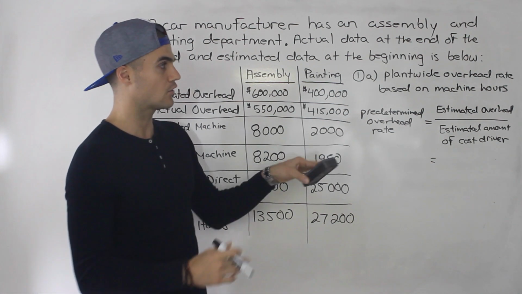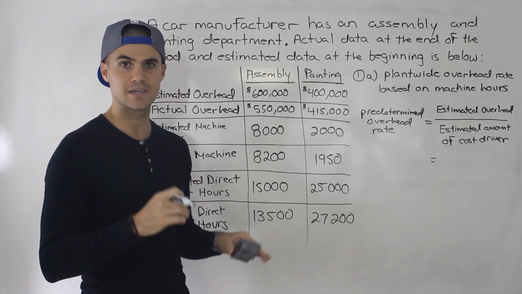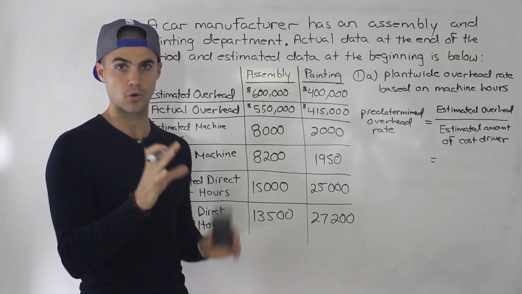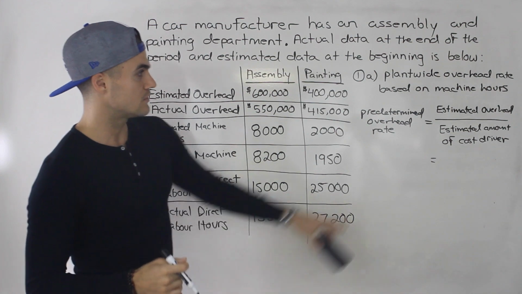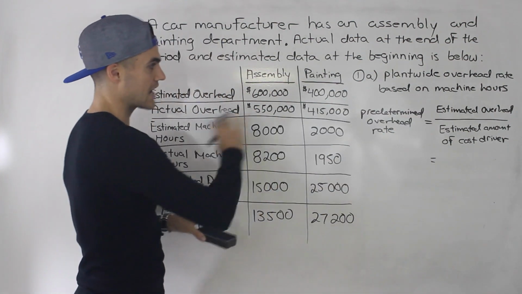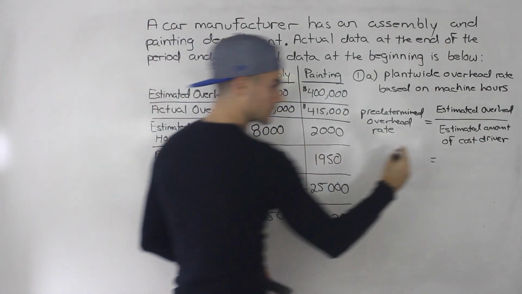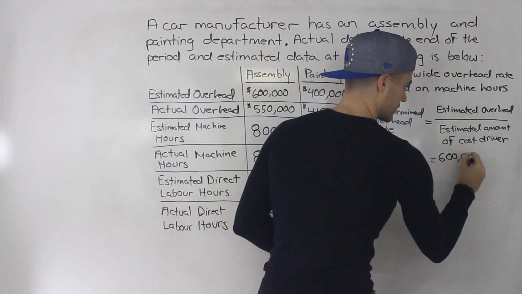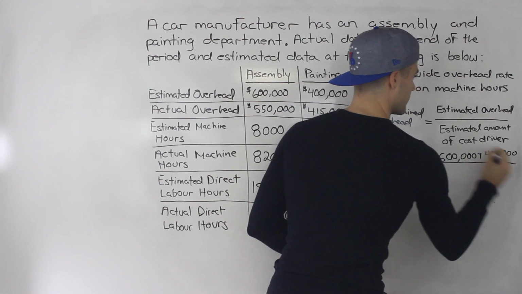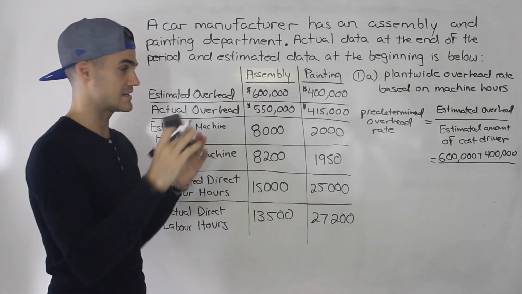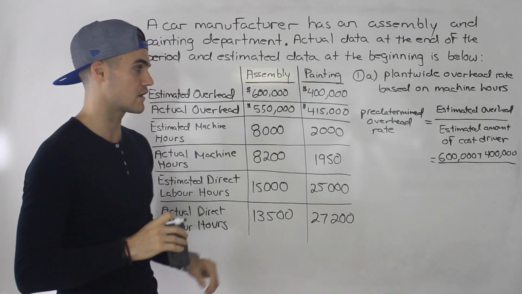So in 1A, we have to calculate a plant-wide overhead rate. Now, when you see plant-wide, what that means is for the entire firm or the entire plant, the entire factory. So what we have to do, this estimated overhead, we have to take it for the entire factory. So we got to take the estimated overhead at 600,000 plus the 400,000. Okay, so that's going to be the numerator. It's the overhead for the entire factory. It's not based on department. You got to total it up for the entire factory.